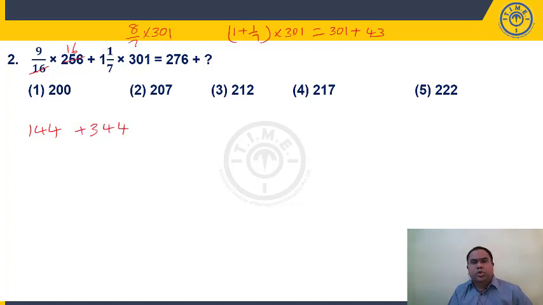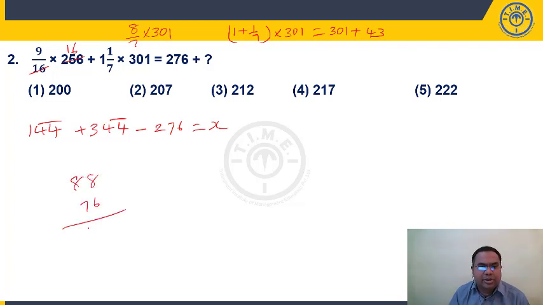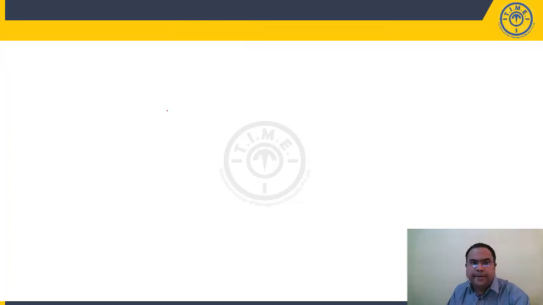Right? This is equal to 276 plus x. So minus 276 is equal to x. Now 44 plus 44, 88. Last two digits you are subtracting is 76. 76 plus how much is 88? 12. So last two digits should be 12 here. There is only one option with last two digits as 1 and 2, that is 12. Third option should be my answer.